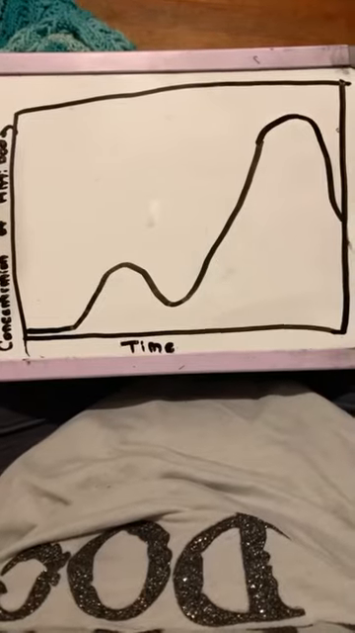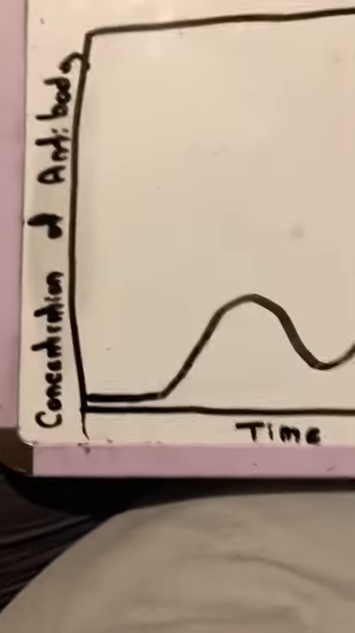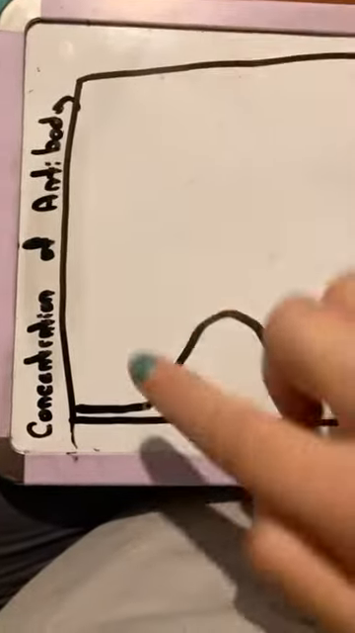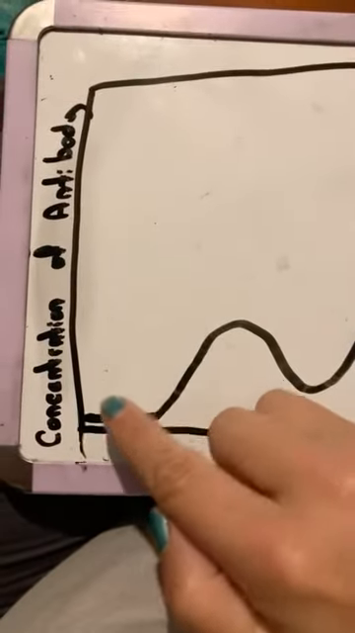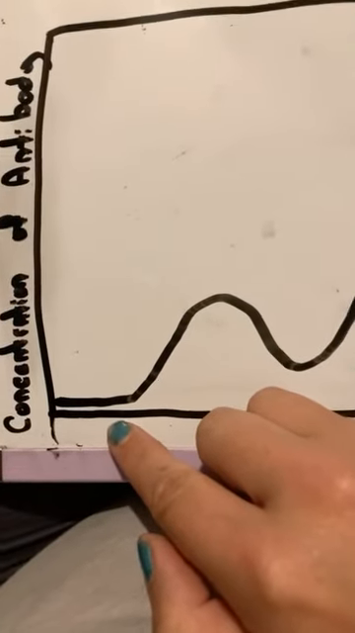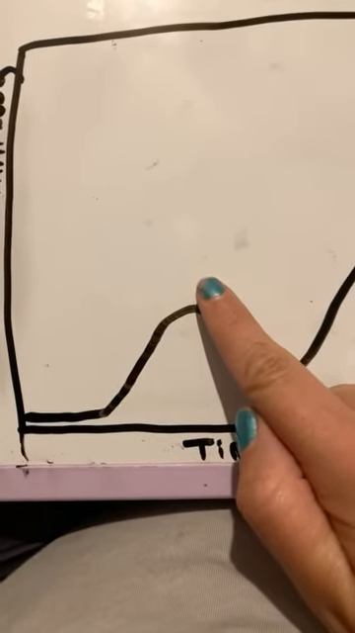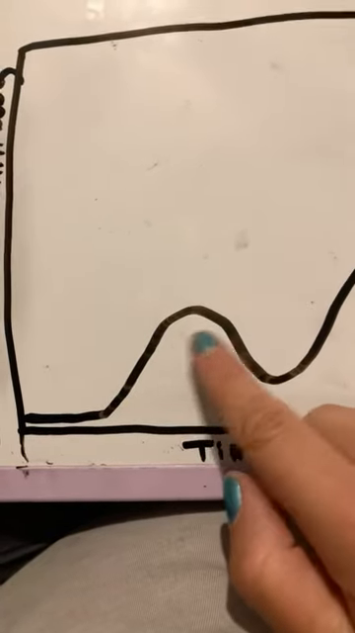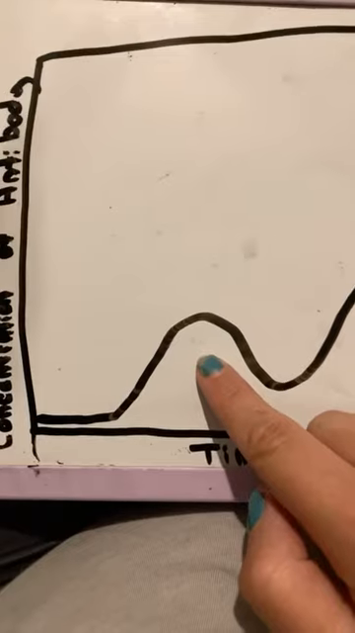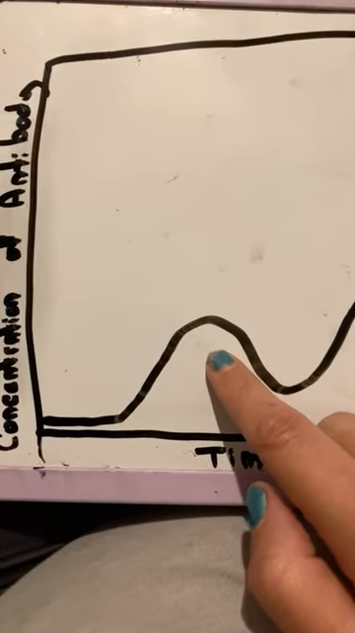And then I do have a little graph here, so let me grab that. Okay, so here is my graph. We are looking at the concentration of antibodies over time. So this is the initial exposure to the non-self substance, and then here is our first response, which has a low amount of antibodies, which are produced, of course, again by those B cells.